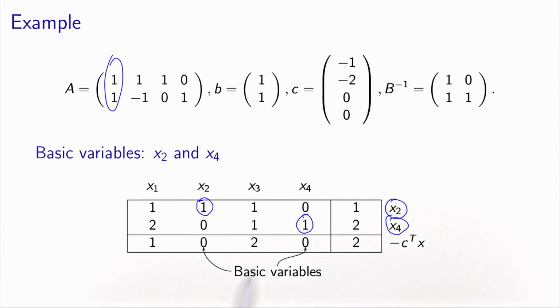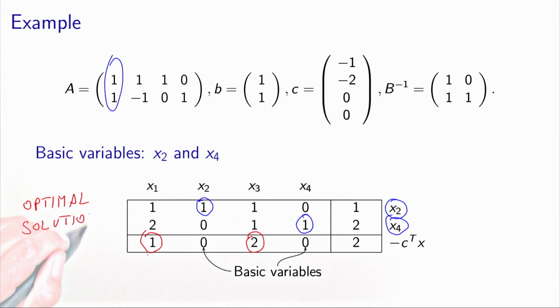If you look at the last row here, it contains the reduced cost. As discussed, the reduced costs for the variables that are in the basis are 0. And the other reduced costs, the one for the non-basic variable x1 and the one for the non-basic variable x3, are positive. So actually this tableau corresponds to an optimal solution of the problem. All reduced costs are positive. What is this optimal solution?